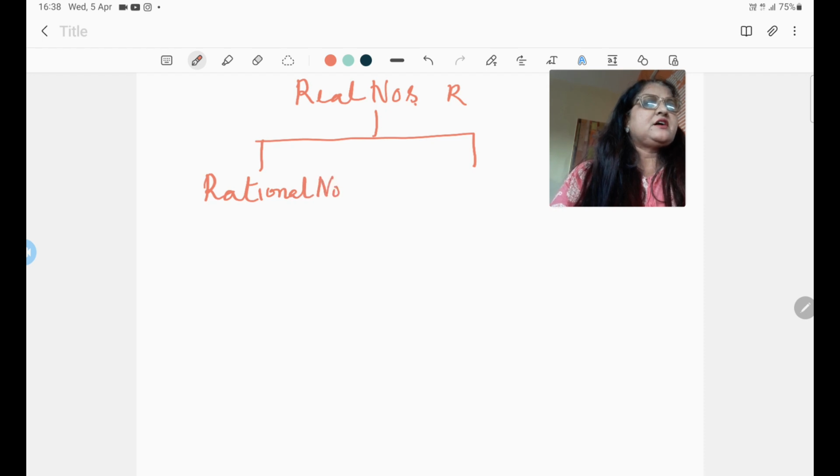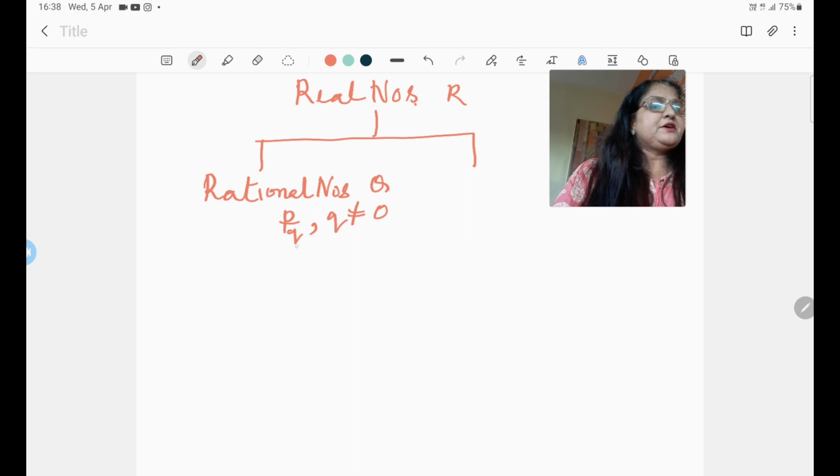Rational numbers are the ones which can be put in the form of p by q, such that p and q are integers and q is not equal to 0. Rational numbers are denoted by Q. Now rational numbers are defined like this: p by q, p and q both are integers, q not equal to 0. Why do we say q not equal to 0?